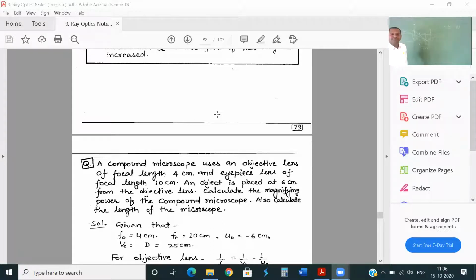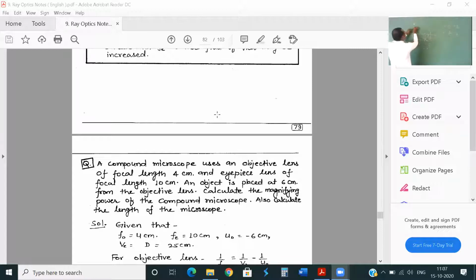This is the total magnification formula. And when the object is placed very close to the focus, F naught, then the minus sign will be there. Minus sign indicates it is a real and inverted image. And then in that case, the magnification formula will become minus L by F naught into 1 plus D by FE. You should remember these two formulas. This is the condition when the object is placed very close to the focus, then you will get this formula. Clear?